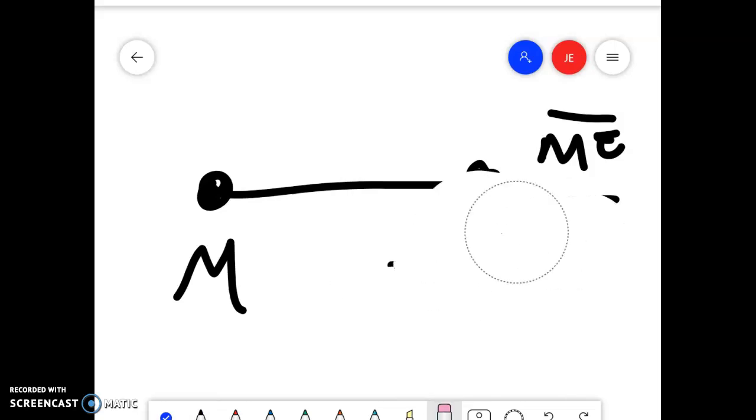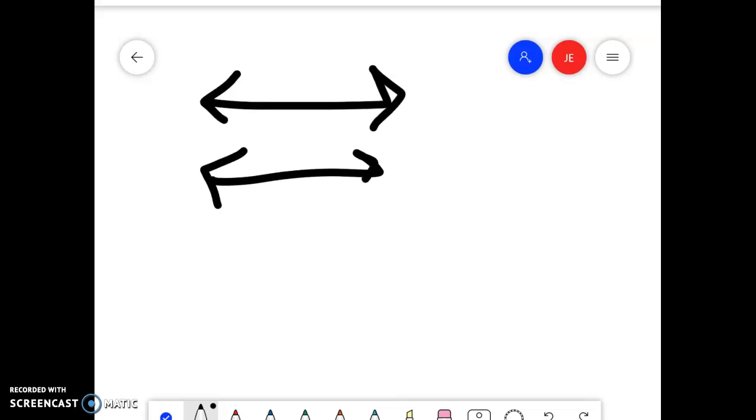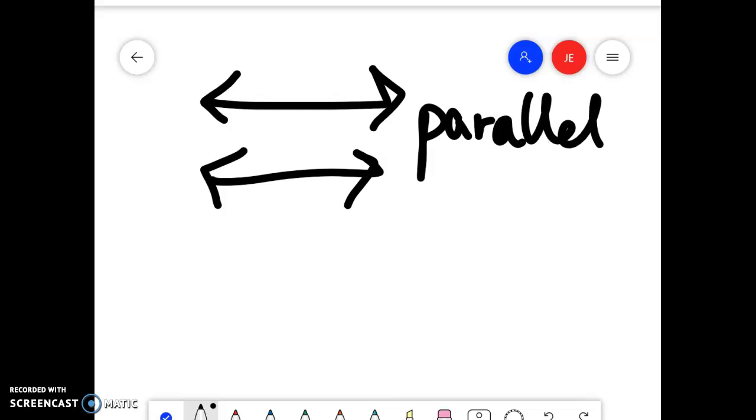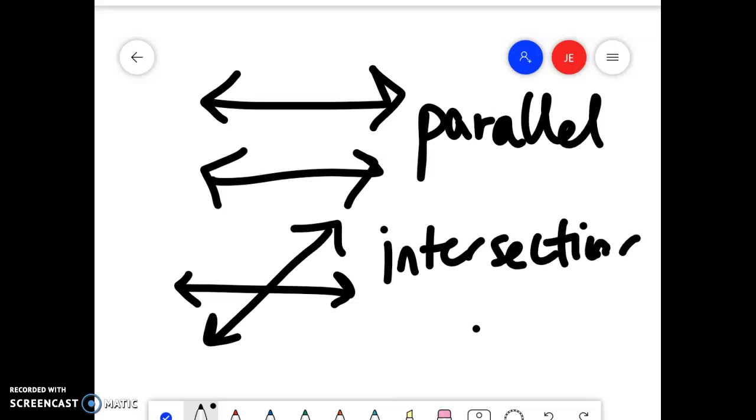All right, I'm going to go ahead and erase these pieces right here. And the last thing that we're going to be talking about today would be different ways that lines can intersect. We can have lines that are parallel to each other, in which case they would never meet. So these are parallel lines. We can also have intersecting lines, in which case lines cross each other. These are intersecting. And we can have multiple ways that lines can intersect with each other.